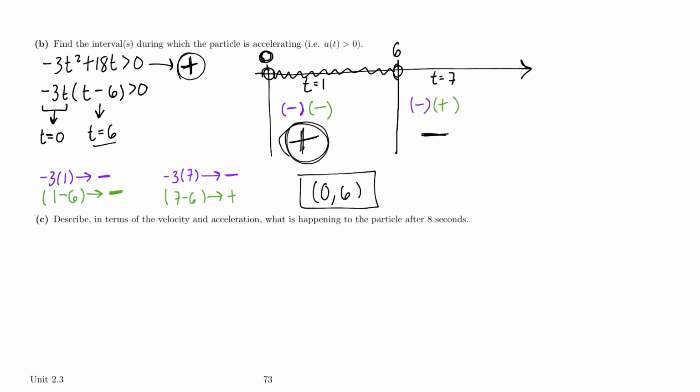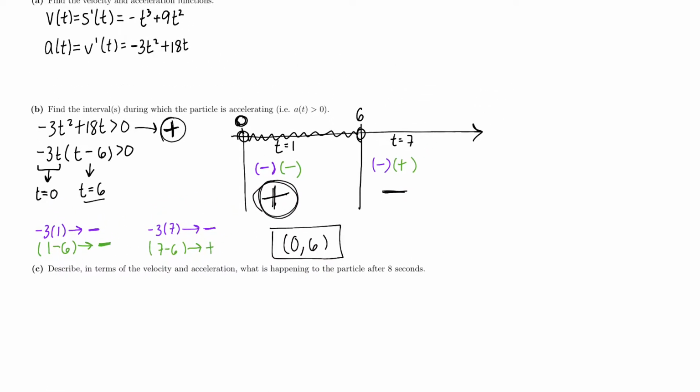And then in terms of velocity and acceleration, which let's keep those functions on the screen, what is happening to the particle after 8 seconds? So if we plug in 8 seconds to both the acceleration and the velocity function, so plug in 8 to velocity, that's negative 8 cubed plus 9 times 8 squared. This should come out to be 64.